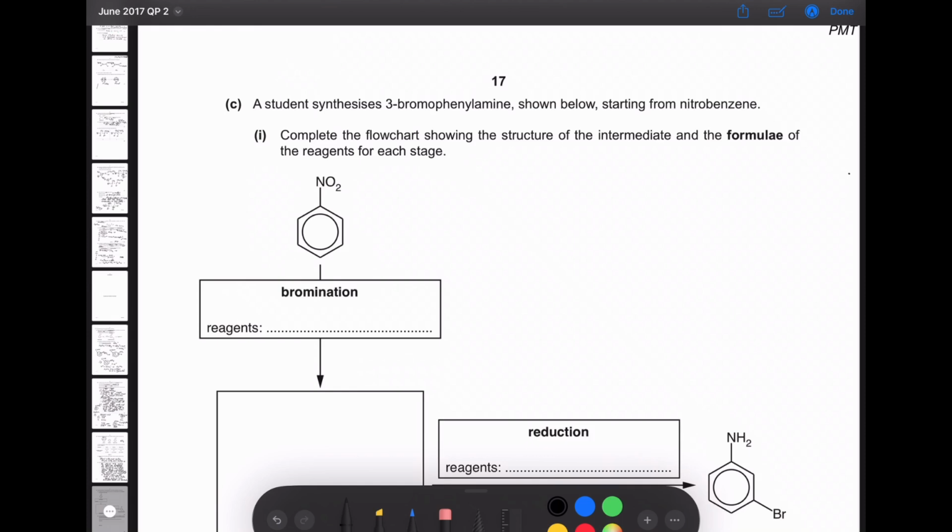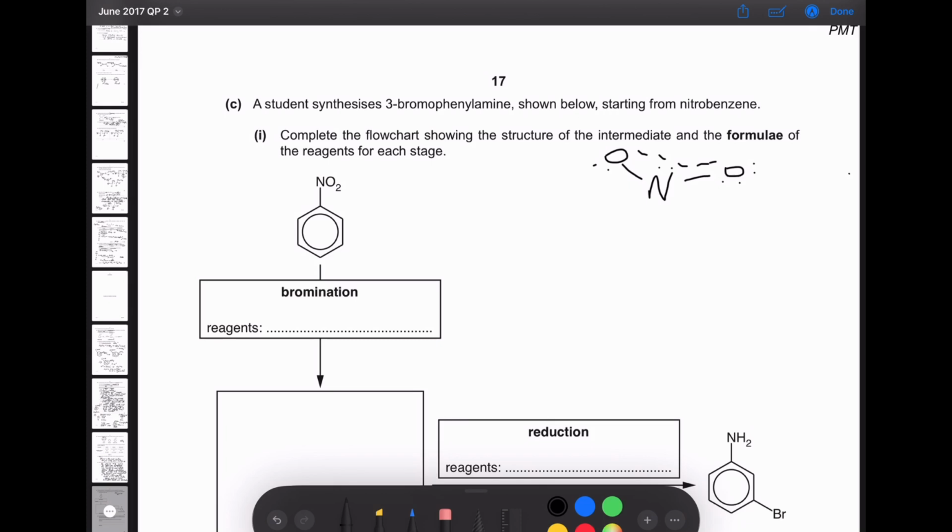A student synthesizes 3-bromophenylamine shown below, starting from nitrobenzene. Complete the flowchart showing the structure of the intermediate and the formulae of the reagents for each stage. So if we draw our nitro group, oxygen there, put its lone pairs on, oxygen here, put its lone pairs on, and then we're going to have a little kind of temporary bond there.